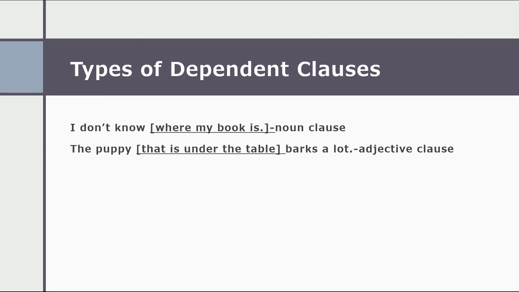The second example reads, the puppy that is under the table barks a lot. The dependent clause is, that is under the table, and it is an adjective clause. Notice that it divides the independent clause.